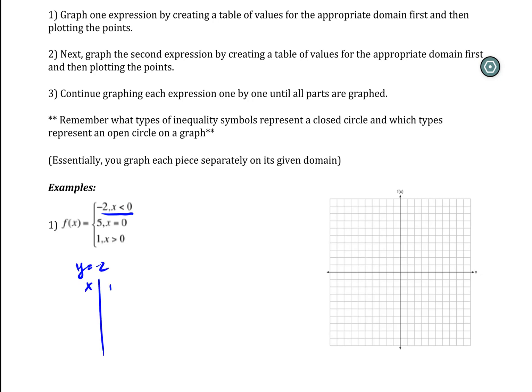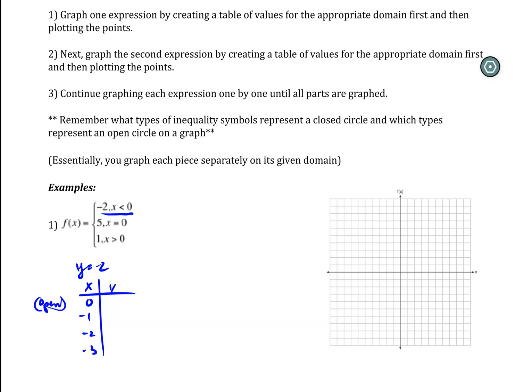So xy for that. When x is less than 0, so 0, -1, -2, -3, so on and so forth. The other thing I like to do, just so that I don't forget when I graph, is ask what type of point I am going to put for this one. It's less than, that's an open circle. So I'm just going to put an open circle over here. It's open. And then I plot my points.